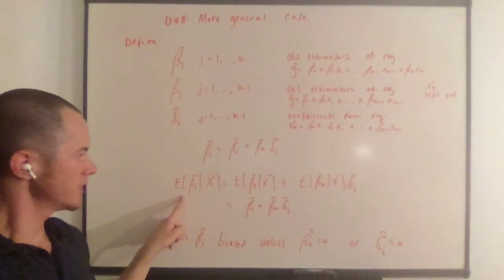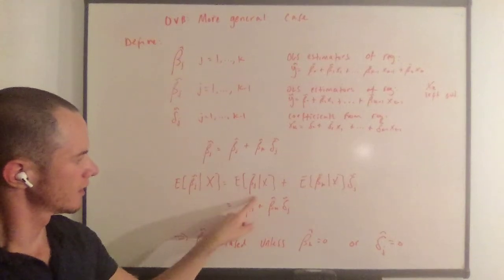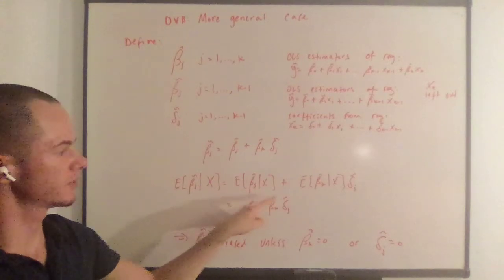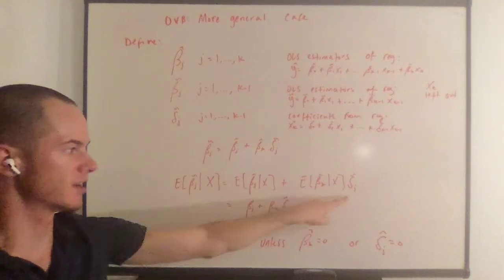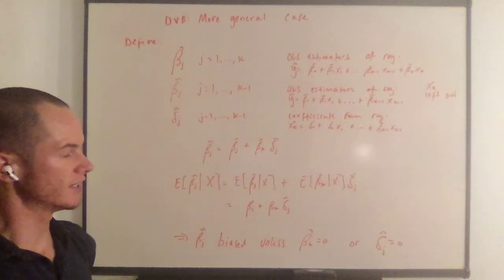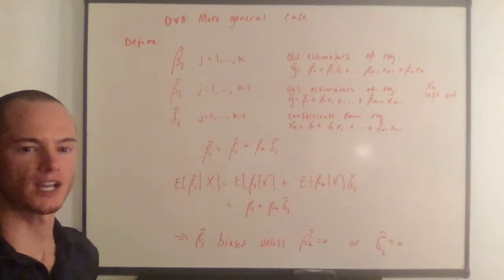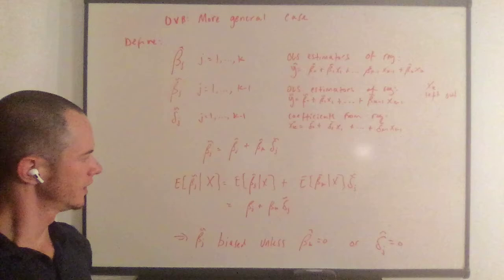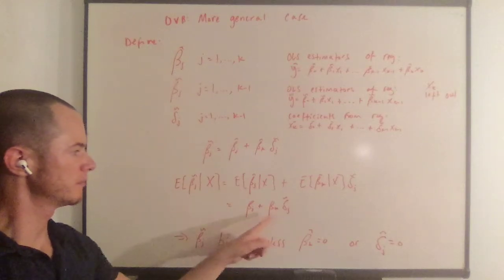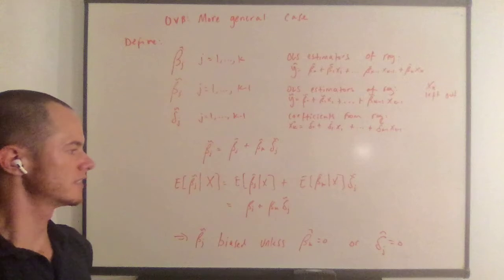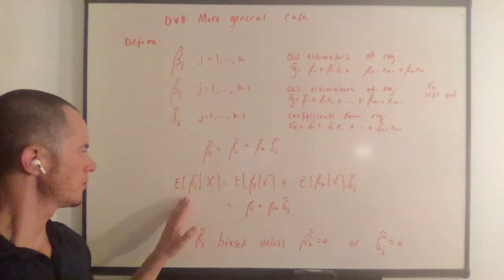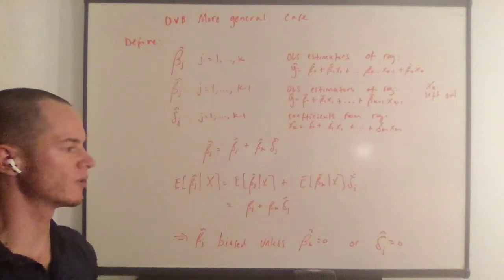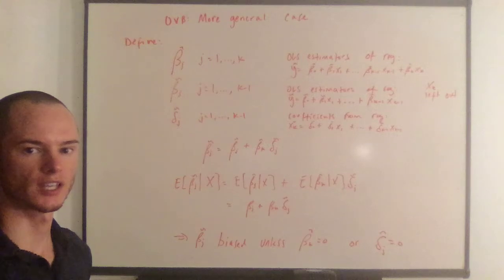The expected value of beta j tilde is equal to the expected value of beta j hat given x plus the expected value of beta k hat given x times delta j tilde, where delta j tilde is just a function of the x's, and so we take that parameter as fixed in repeated samples. And this expected value is equal to beta j plus beta k times delta j tilde. So beta j tilde is going to be biased unless beta k equals 0 or delta j tilde equals 0.